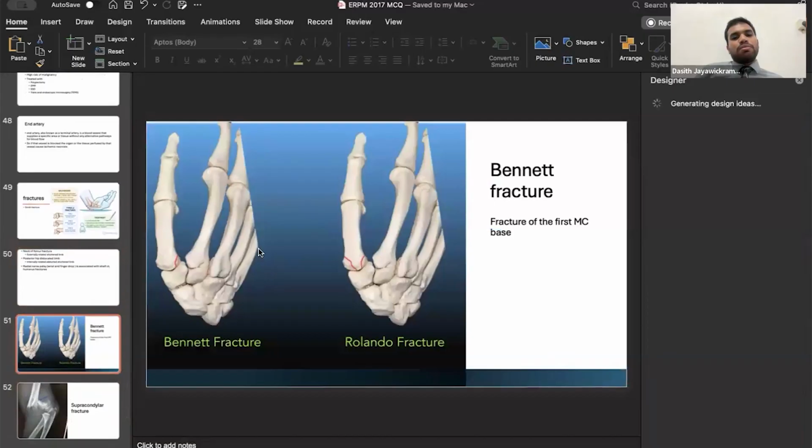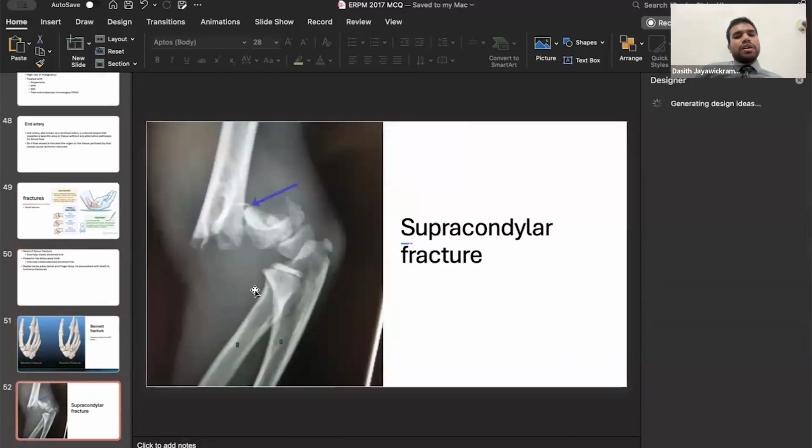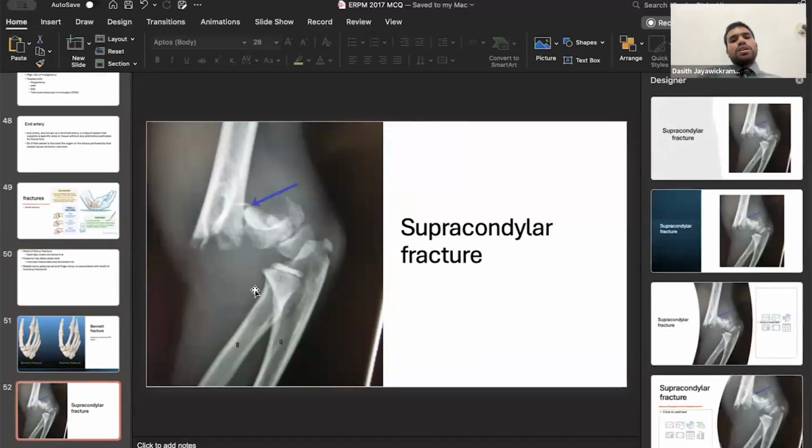You can see the first metacarpal bone where the fracture is, and then this is the supracondylar fracture. Now you can see there is anterior displacement of the proximal segment, and the artery travels in the anterior part of the arm. So this anterior displacement can cause laceration of the artery or even kinking of the artery. Then that can cause arterial damage and distal ischemia.